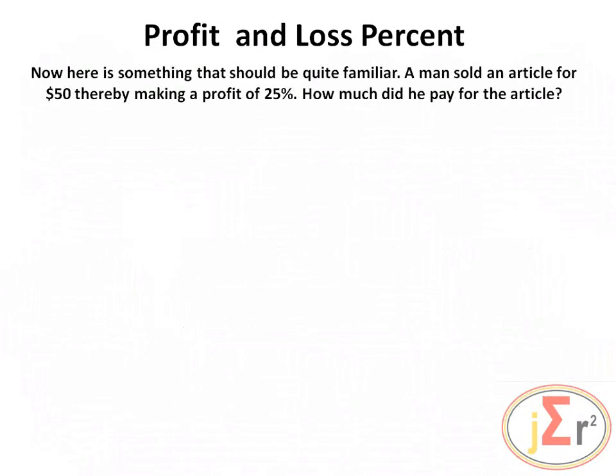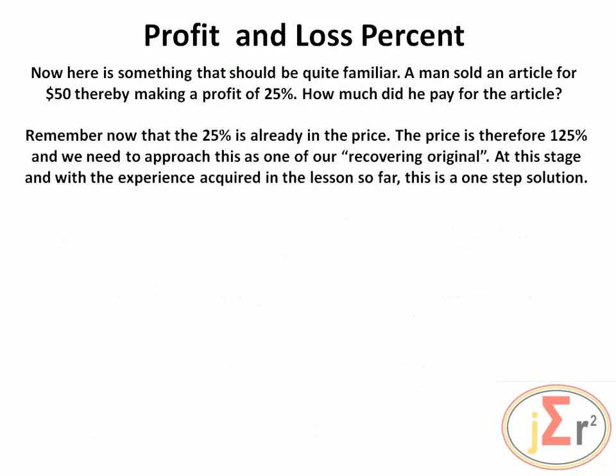Now, here's something that should be quite familiar. A man sold an article for $50, thereby making a profit of 25%. How much did he pay for the article? Recovering the original. We know what we are going to do already. Remember now that 25% is already in the price. The price is therefore 125%, and we need to approach this as one of our recovering original.